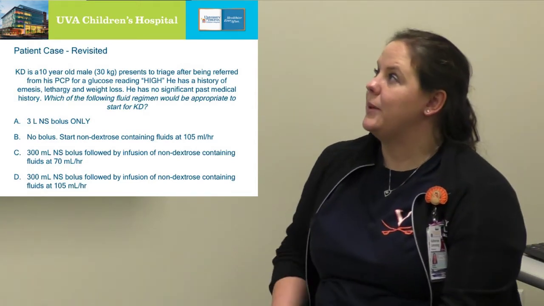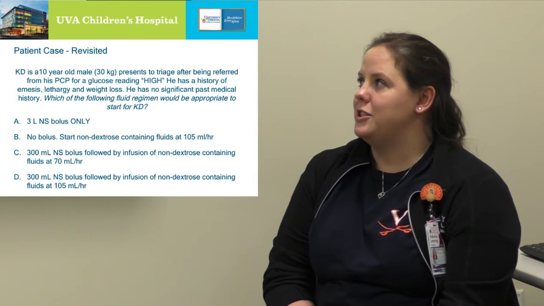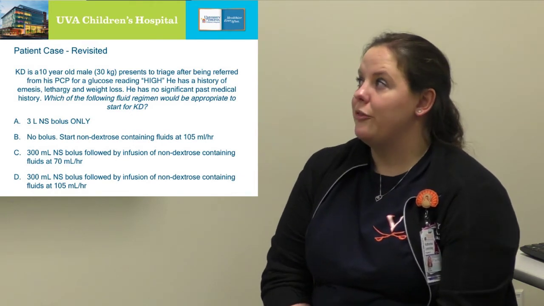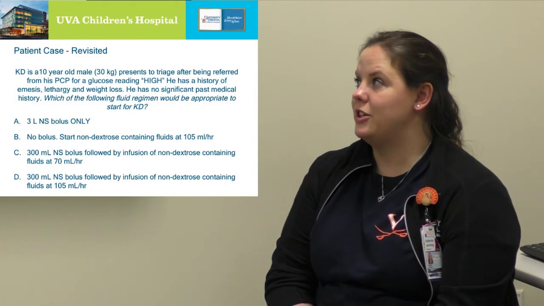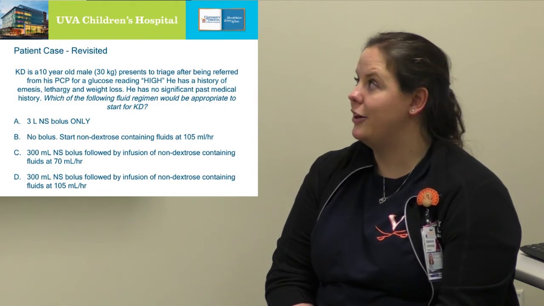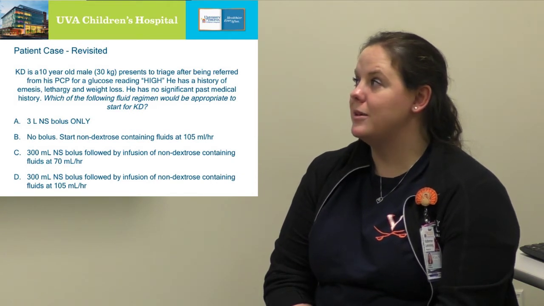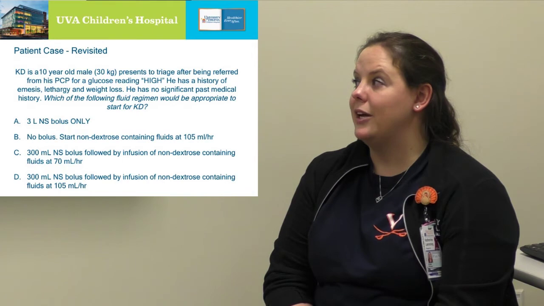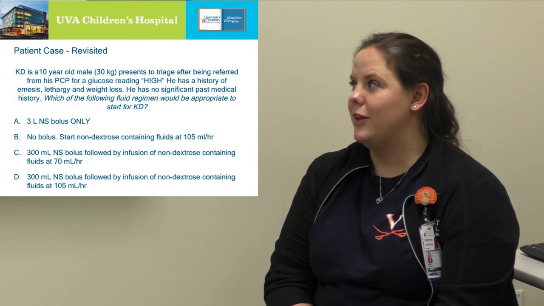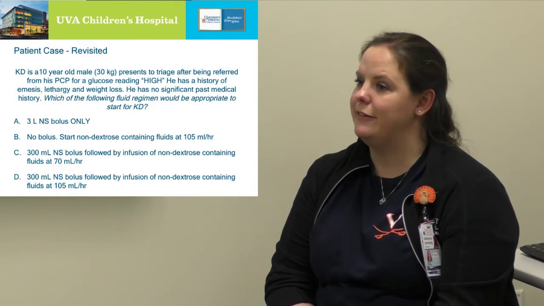So this brings us back to our patient case. Which of the following fluid regimens would be appropriate to start for KD? A, a 3-liter normal saline bolus only. B, no bolus, start non-dextrose containing fluids at 105 mLs an hour. C, 30 mLs normal saline bolus followed by an infusion of non-dextrose containing fluids at 70 mLs an hour. Or D, 30 mLs normal saline bolus followed by an infusion at 105 mLs an hour of non-dextrose containing fluids.